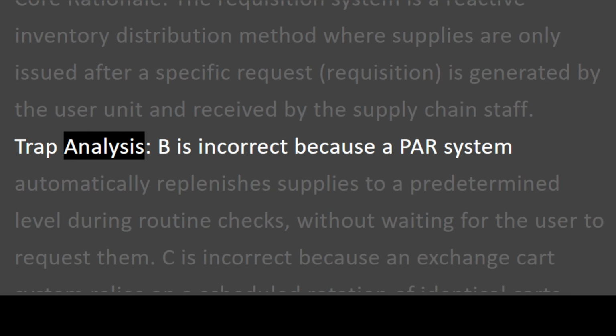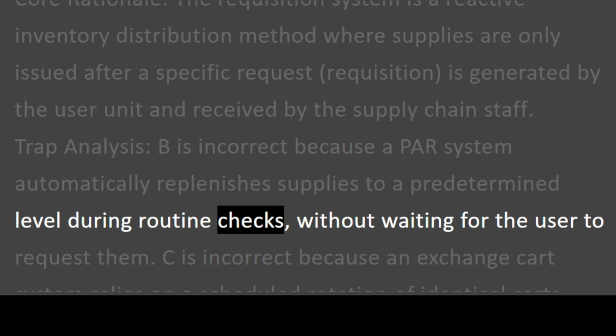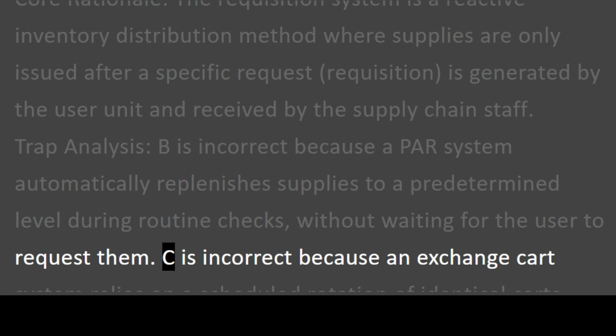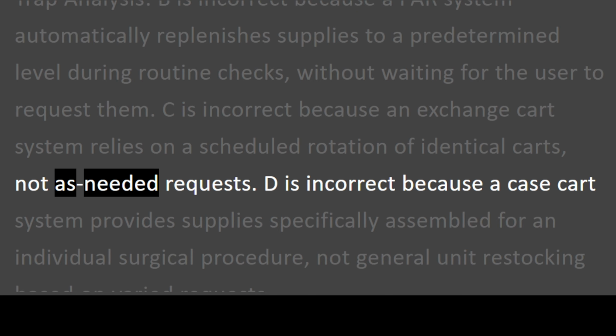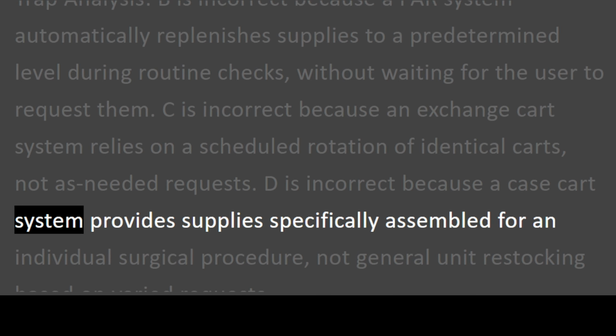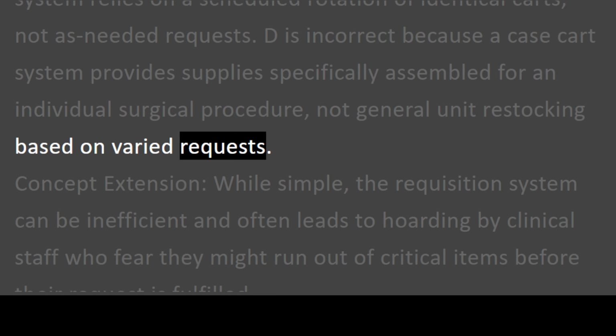Trap analysis. B is incorrect because a PAR system automatically replenishes supplies to a predetermined level during routine checks, without waiting for the user to request them. C is incorrect because an exchange cart system relies on a scheduled rotation of identical carts, not as-needed requests. D is incorrect because a case cart system provides supplies specifically assembled for an individual surgical procedure, not general unit restocking based on varied requests.